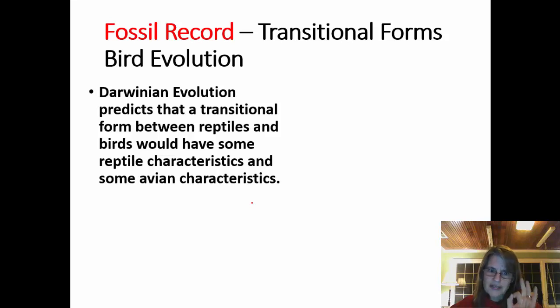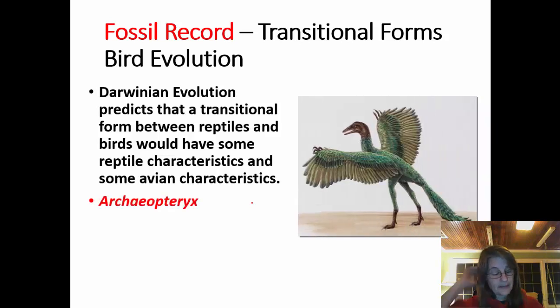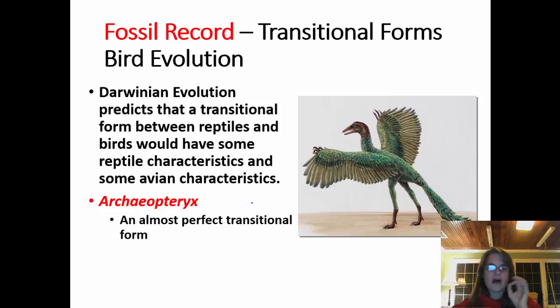Darwinian evolution predicts that a transitional form between true reptiles and true birds would have some reptilian characteristics and some avian, or bird, characteristics. And just fitting that bill perfectly was Archaeopteryx, a fossil that was found, an imprint of this animal was found in between sedimentary rock layers. And it is an almost perfect transitional form, much like Tiktaalik was for fish to land vertebrates. It has feathers. The imprints of the feathers were plainly visible in the rock layers, and I'll show you the fossil in just a second.